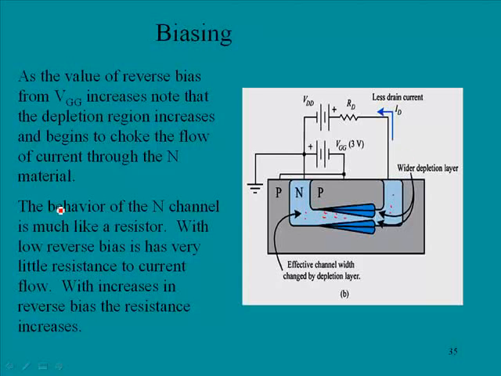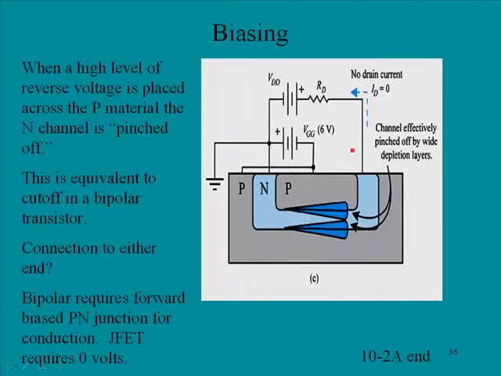The behavior of the N channel is much like a resistor. With low reverse bias, it has very little resistance to current flow. With increases in reverse bias, the resistance increases. And so here, now we're at 3 volts of reverse bias.